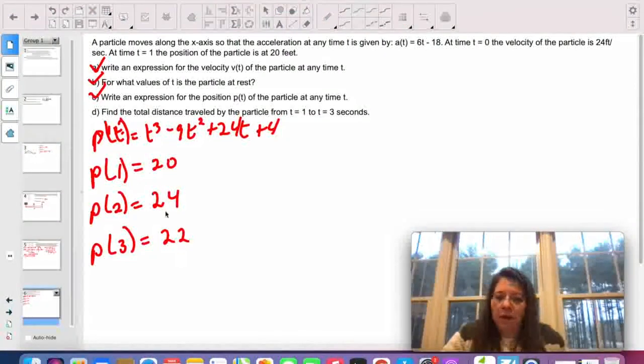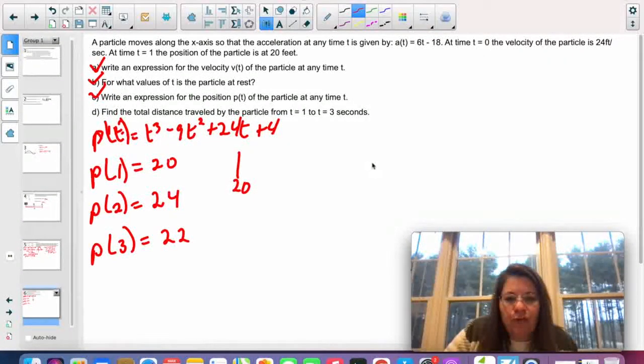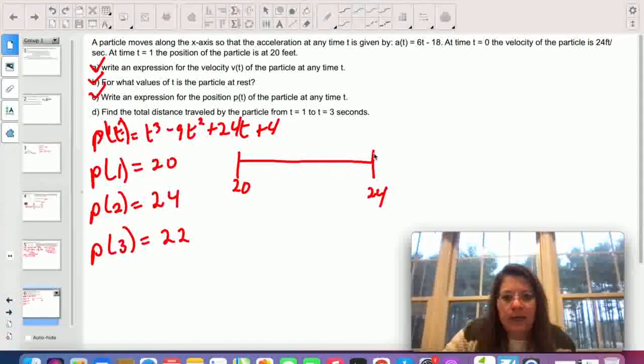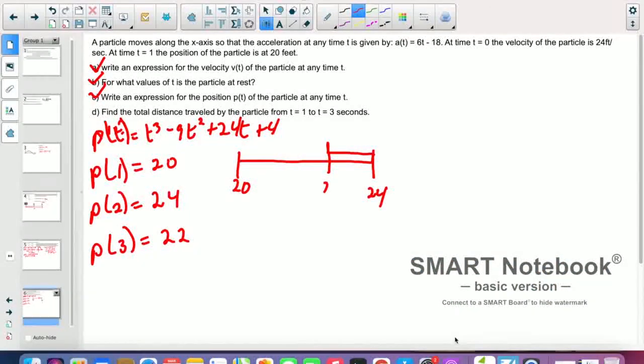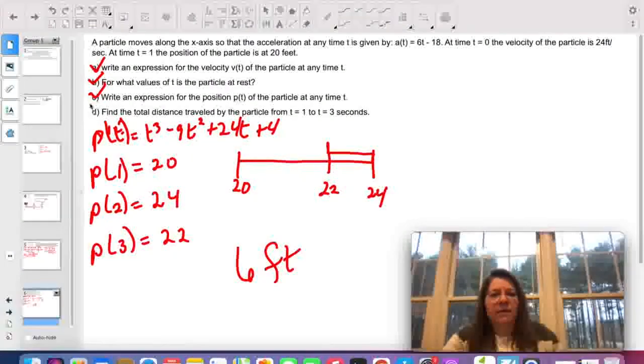So here are those positions. Well, p of 1 was given to us. P of 1 is 20. They gave us that in the reading. Okay. P of 2, I plugged 2 in here. I got 24. P of 3, I plugged 3 into this. I got 22. So if we're thinking about where this thing is, at p of 1, it's at 20. Then at p of 2, it's traveled all the way up here to 24. And then it stopped and went backwards and ended up at 22. So if we're considering our total distance here, it went 4 and then 2 more. So our total distance would be 6 feet as our total distance traveled, and we have answered D.